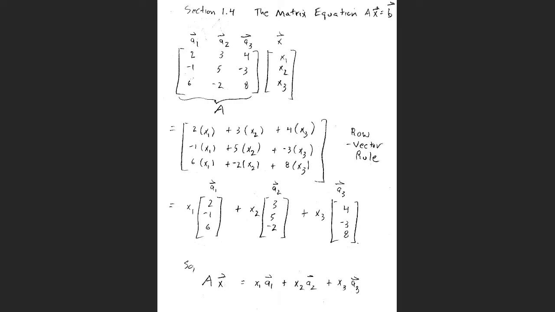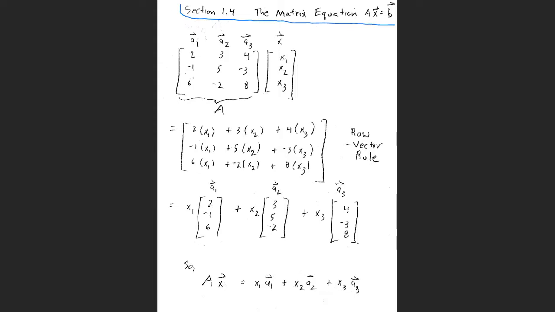Okay, so section 1.4 deals with a matrix equation. So you've learned about a system of equations and how a vector equation is really equivalent to a system of equations. And now you're going to learn that a matrix equation is equivalent to a vector equation, which is equivalent to a system of equations.